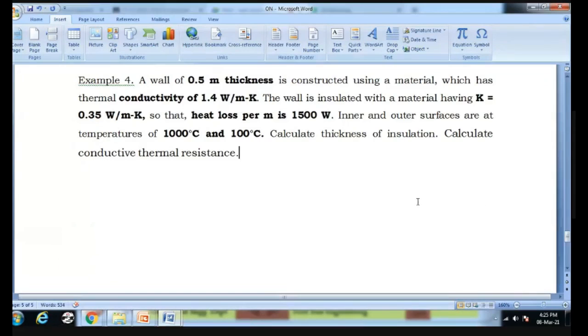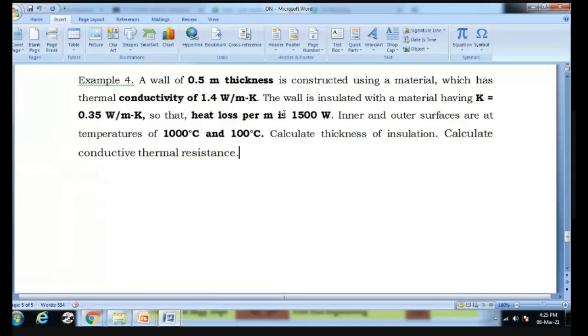Okay. So you just need to check what is given here. There is a wall of 0.5 meter thickness. Imagine, it is a wall of 0.5 meter thickness. Then it is constructed using a material which has thermal conductivity of 1.4 watt per meter Kelvin. Now the wall is insulated. There is the wall material, but on top of it there is an insulation material whose thermal conductivity is 0.35 watt per meter Kelvin.